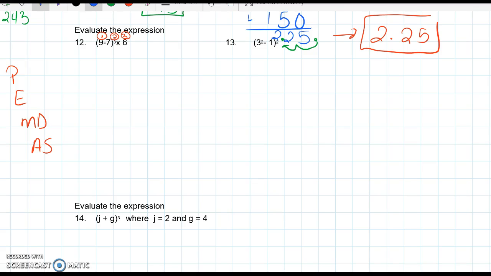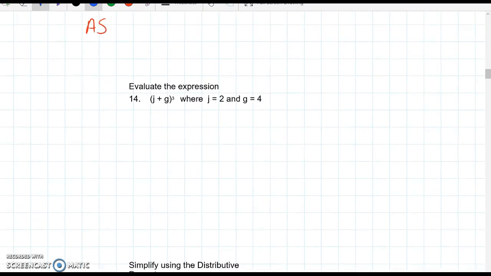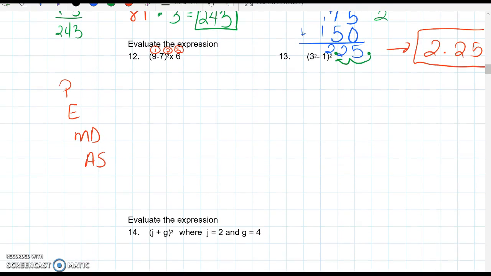I'm going to rewrite it as I go because it's important to not mess up your order. So you need to rewrite it so you're not leaving things out. The first thing I do is what's in parentheses.